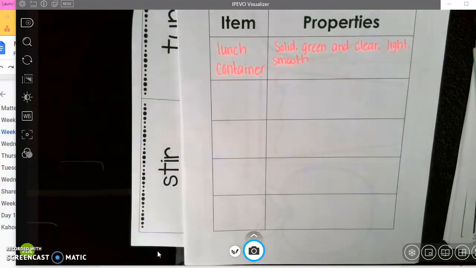I hope that you guys have fun, and you guys can be like little detectives going around and finding different things and identifying different properties about them.